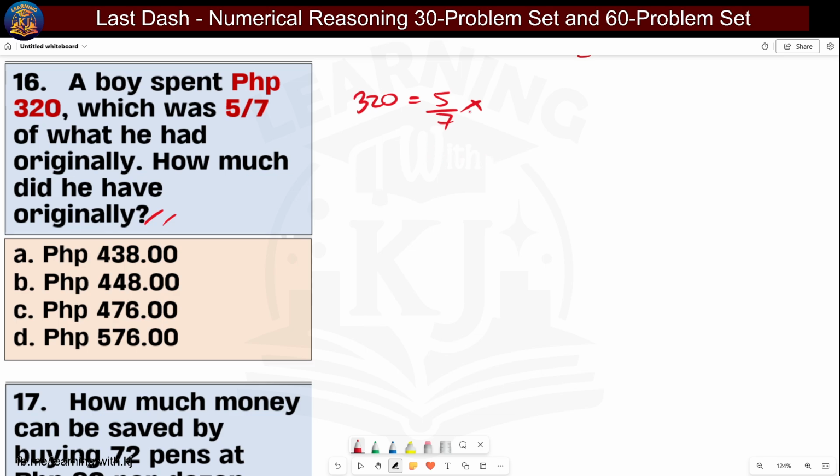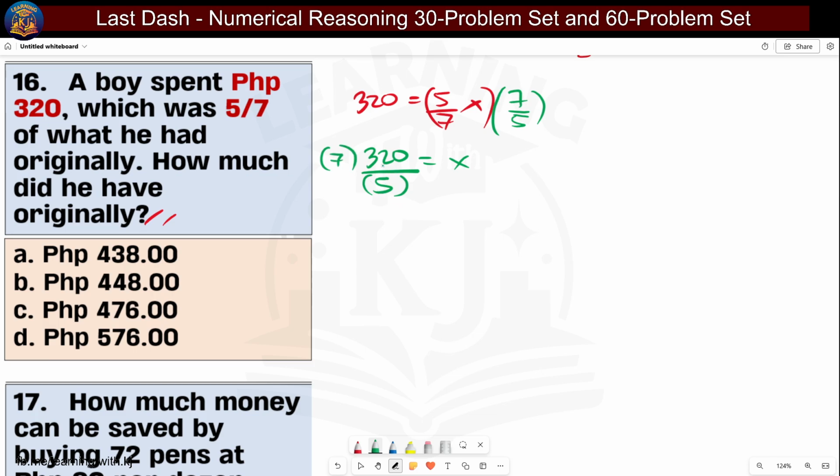Now, for you to be able to find this, all you need to do is multiply mo lang yung reverse nito. Okay, para maging 1 or maging x yan siya, we have 7/5. Again, multiply mo lang reverse niyan, it will give you x. Okay, kasi 5 divided by 5 is 1, 7 divided by 7 is 1. Okay? Then we have here, since nag-multiply ka dyan ng 7/5, 320, we will have to divide this by 5, and we have to multiply by 7.